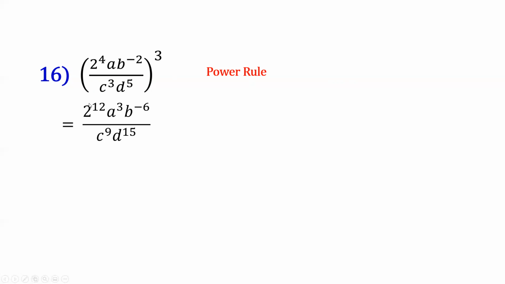And then I look at this problem. I look at, are there any bases that are the same? And as I look, I have a 2, an A, a B, a C, and a D. So none of them are the same. So all I can do now is make sure that it's in simplest form. And I notice that my B has a negative exponent. So I need to take care of that negative exponent.